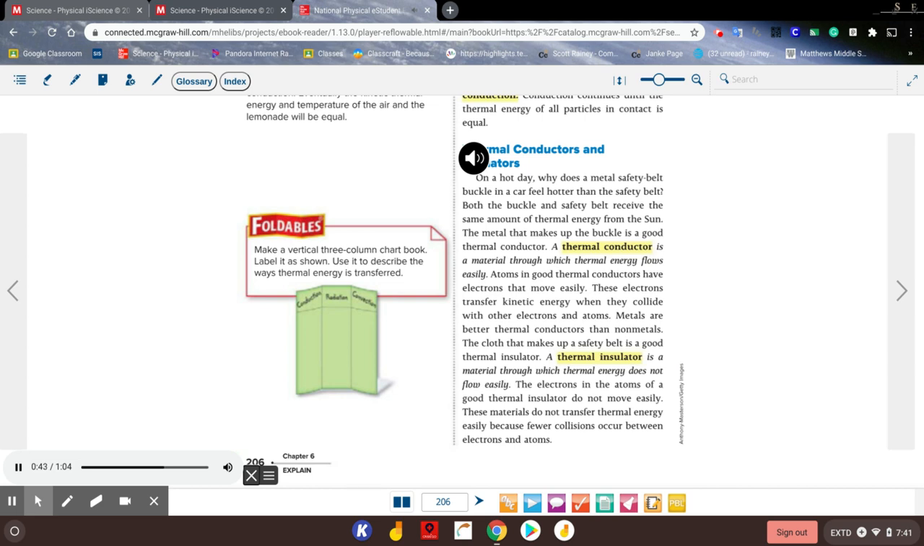The cloth that makes up a safety belt is a good thermal insulator. A thermal insulator is a material through which thermal energy does not flow easily. The electrons in the atoms of a good thermal insulator do not move easily. These materials do not transfer thermal energy easily because fewer collisions occur between electrons and atoms.